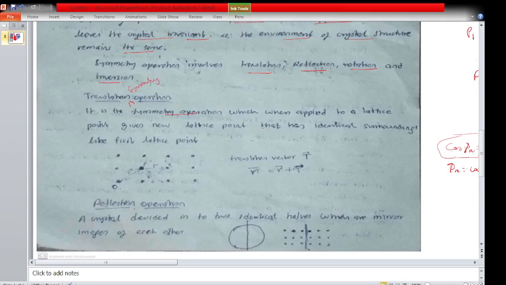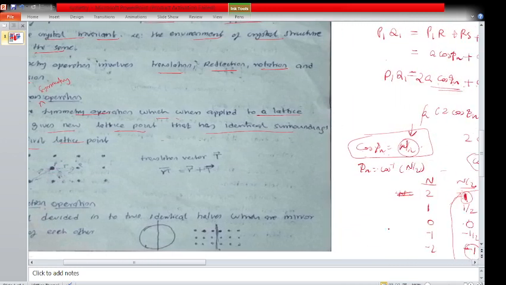Translation symmetry operation, which when applied to a lattice point, gives a new lattice point that has identical surroundings like the first lattice point. So let us consider this case. We are having different number of lattice points here. Let us consider a crystal structure like this.